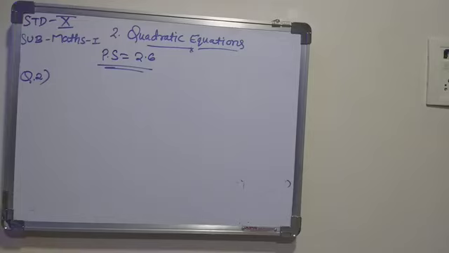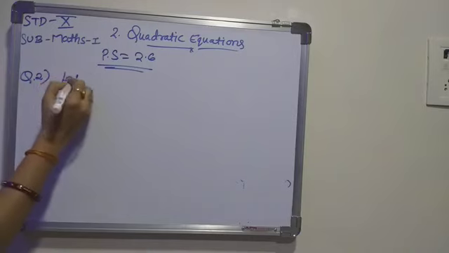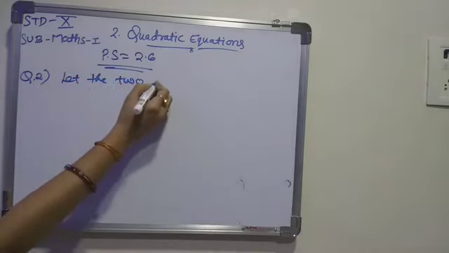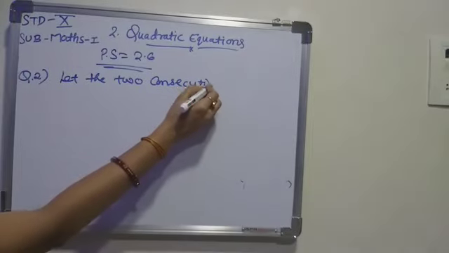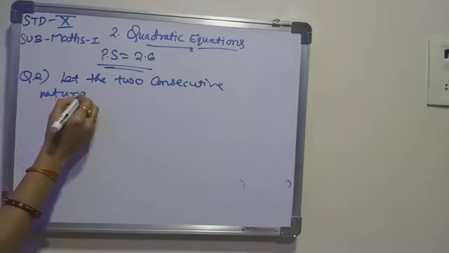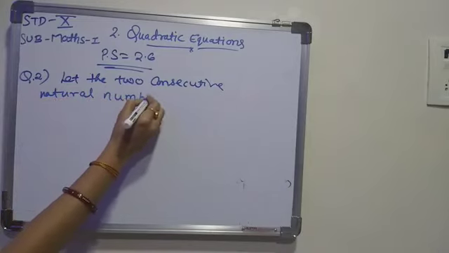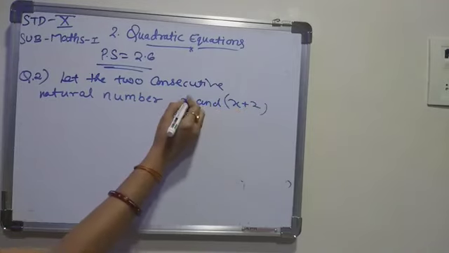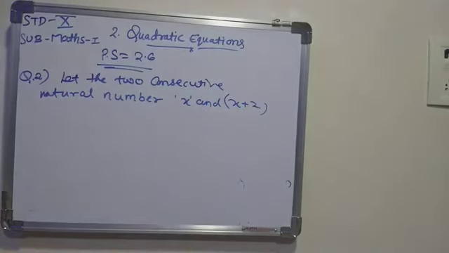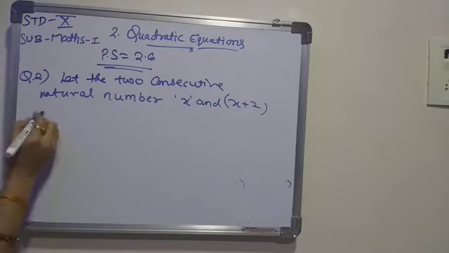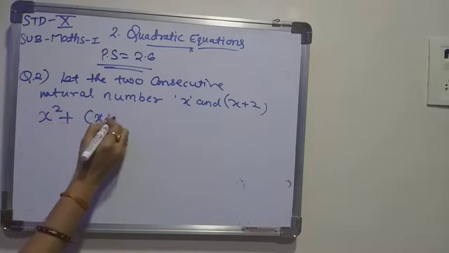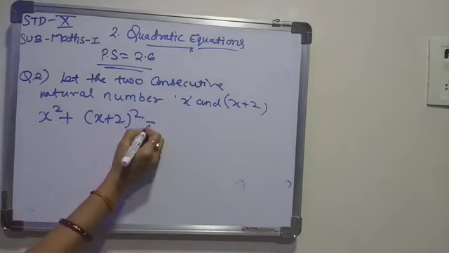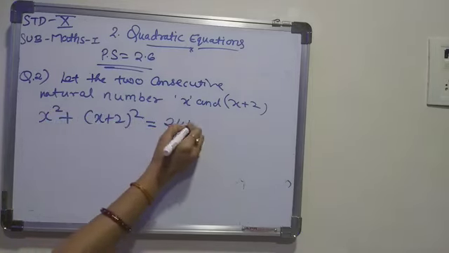Find the numbers. So first we are going to assume, let the two consecutive natural numbers be x and x plus 2. Clear? x and x plus 2. Sum of the squares means x square plus (x plus 2) whole square is equal to 244.